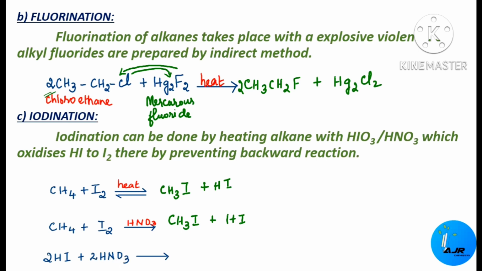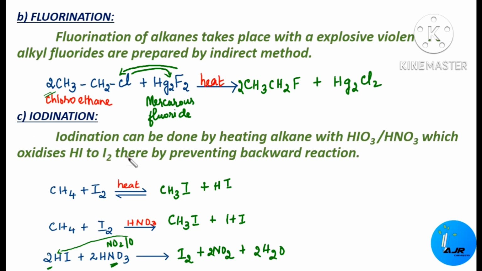HNO3, this NO3 is getting split up into NO2 and oxygen. Now what happens is this iodine combines. Since here we are having two molecules, this will be converted to iodine I2 plus NO2. So this NO2 plus this oxygen will be reacting with this hydrogen, and it forms a water molecule. So this is what is happening when you are adding nitric acid.